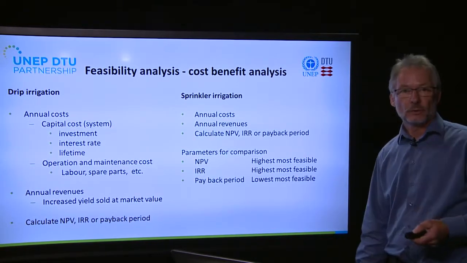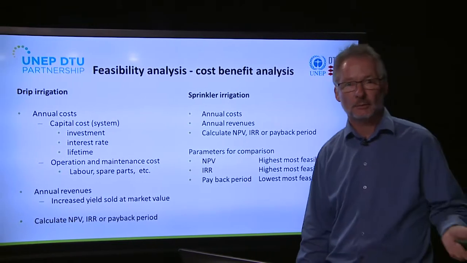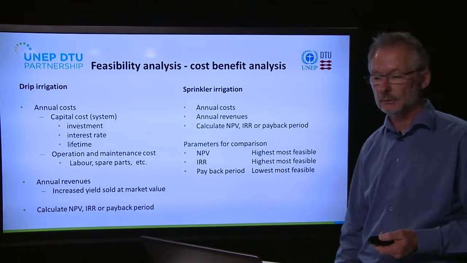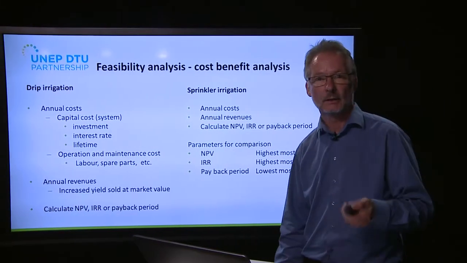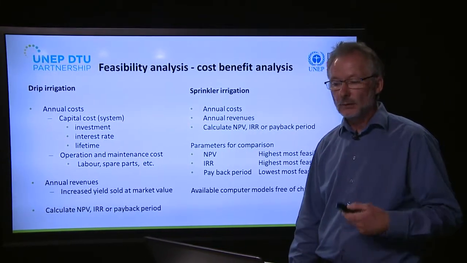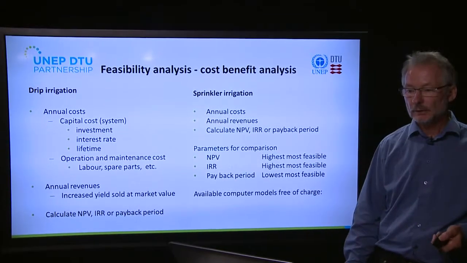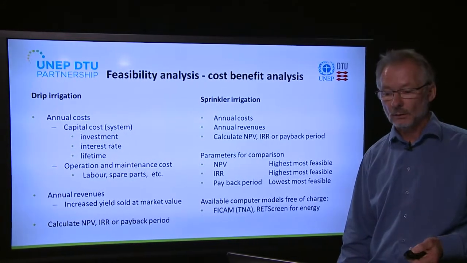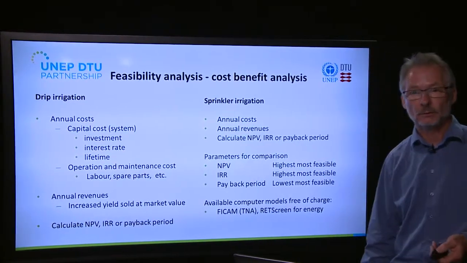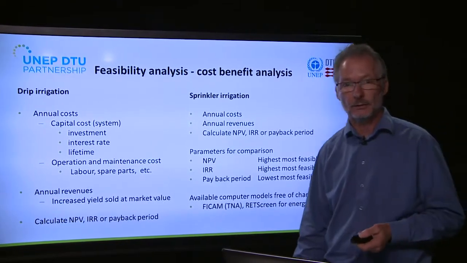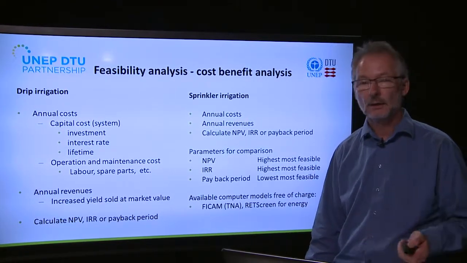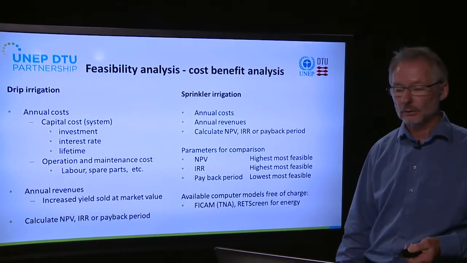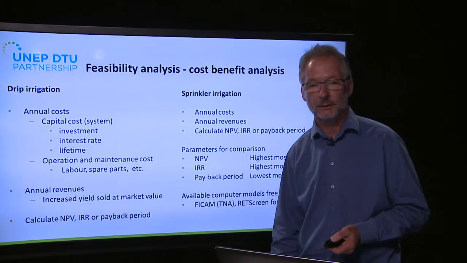Most consultants would have in their toolbox a small spreadsheet model which will be able to do this type of simple comparison of costs and benefits for a technology. If not, there are a number of other available computer models on the web. One of them is the FICAM model, which is available on the TNA product websites. Another example is the RedScreen model, which is used for comparison of renewable energy technologies.